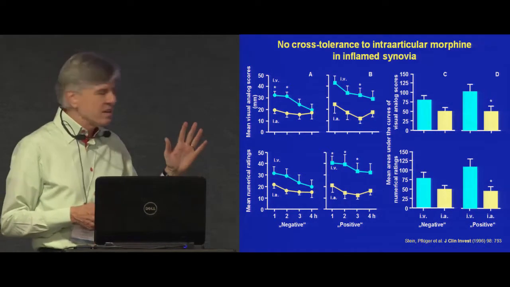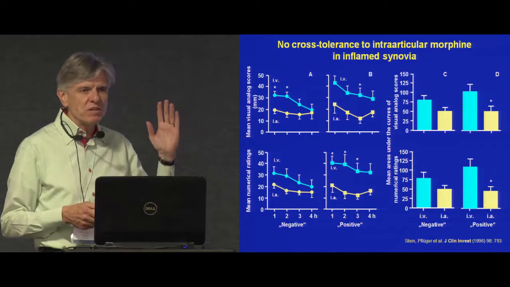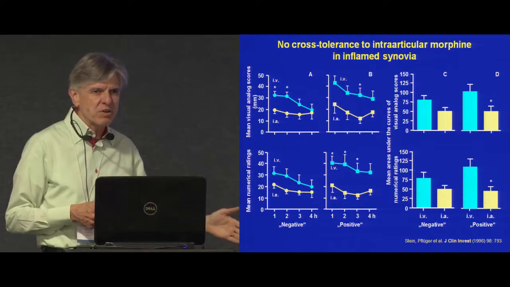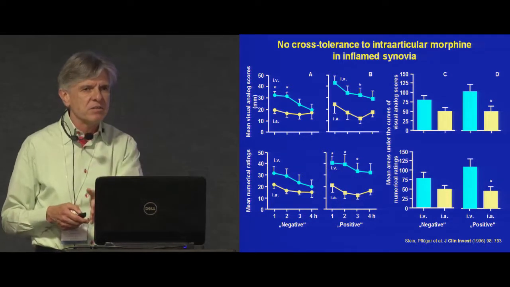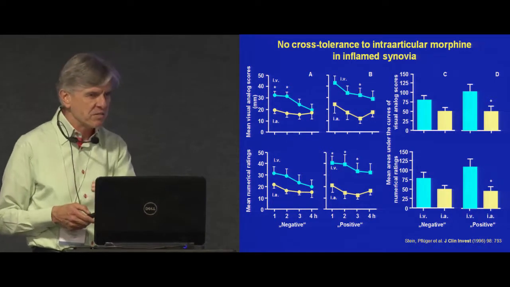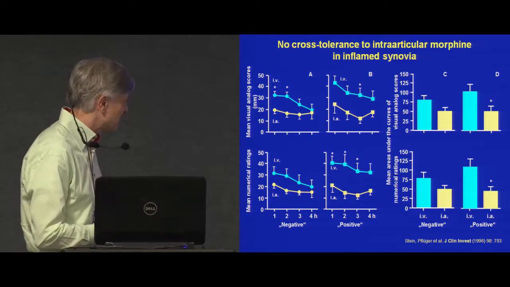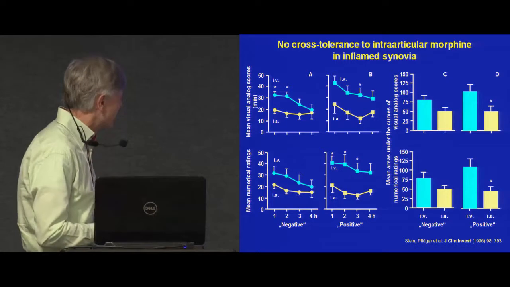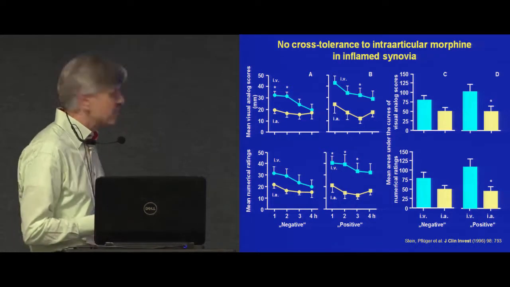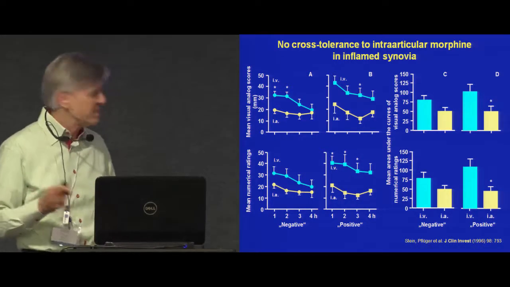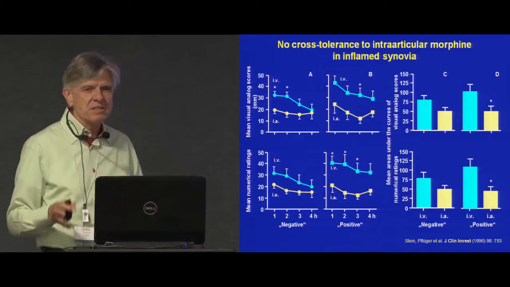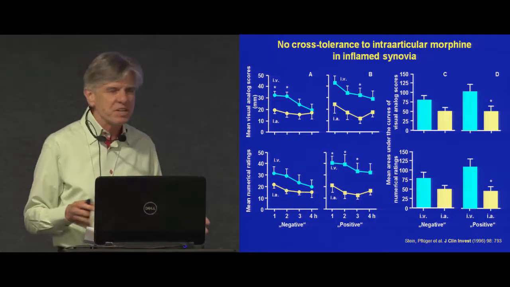We divided these patients into one group that had a lot of beta endorphin containing cells and another group that had very few beta endorphin containing cells, the so-called negative group, and the first group, the positive. Both groups received the same amount of intra-articular morphine at the end of the operation.